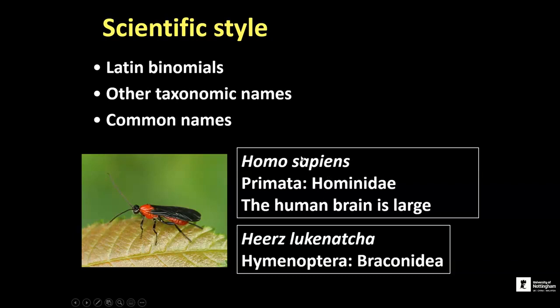So remember that. The genus and species are always in italics. Genus is capitalized, species is not. Any other information, kingdom, phylum, class, order, family, won't be italicized, but it will be capitalized.